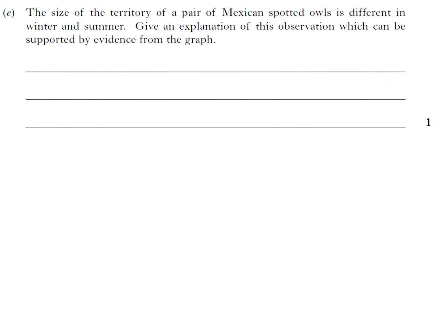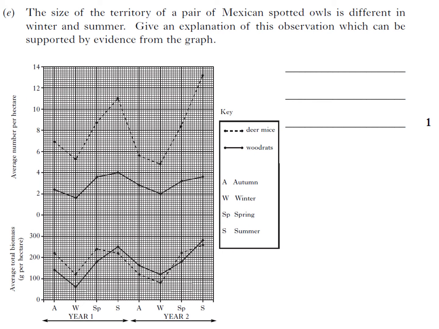Okay, the size of the territory of a pair of Mexican spotted owls is different in winter and summer. This is a statement they're giving you. Give an explanation of this observation which can be supported by evidence from the graph. Here is our graph. So they're saying, why would you have a different size of territory in the winter and in the summer? Well, here is my winter information, up to here. And here is my summer. Here is winter again. Here is summer.